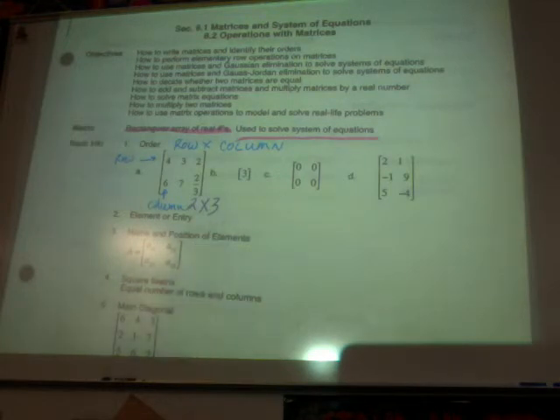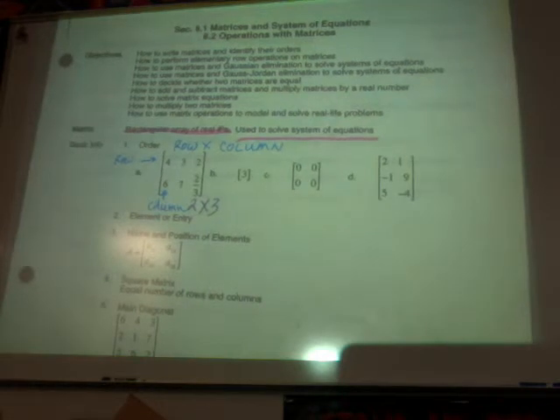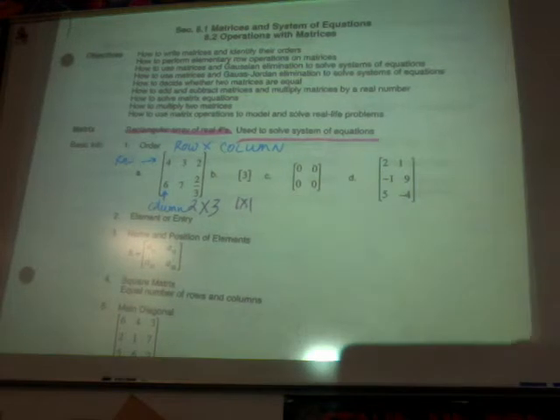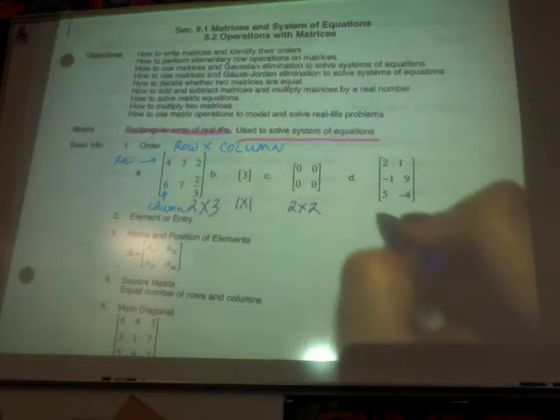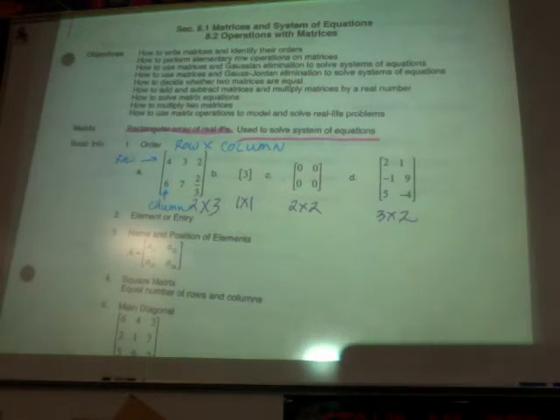So name this one B. How many rows and how many columns? 1 by 1. How about C? 2 by 2. And then D? 3 by 2. So that's easy, right? Once you remember row by column. And it's not alphabetical, so I don't know if that helps.